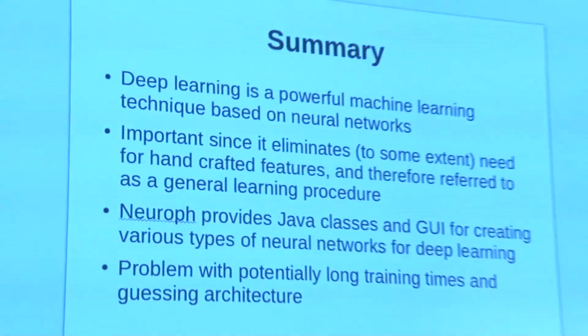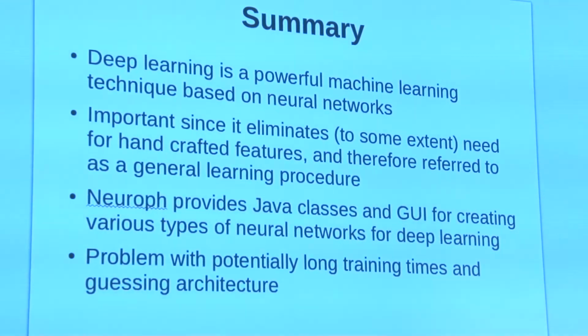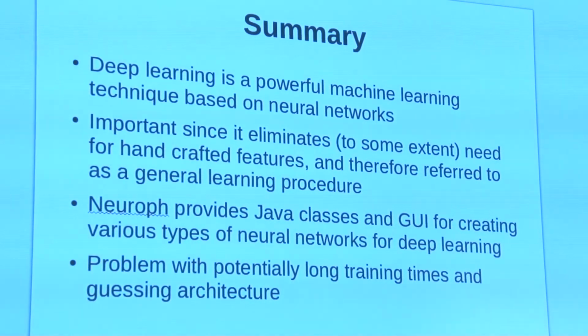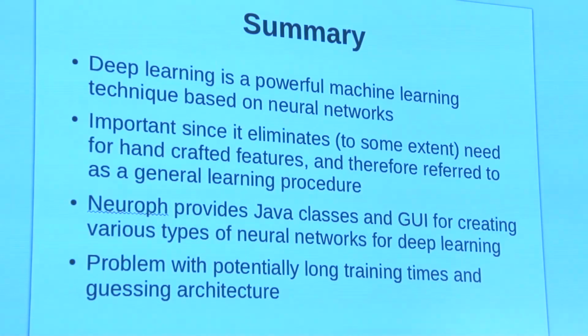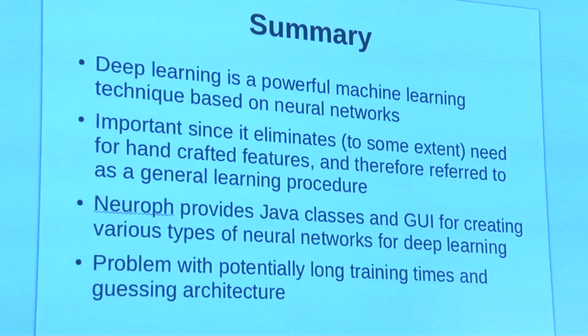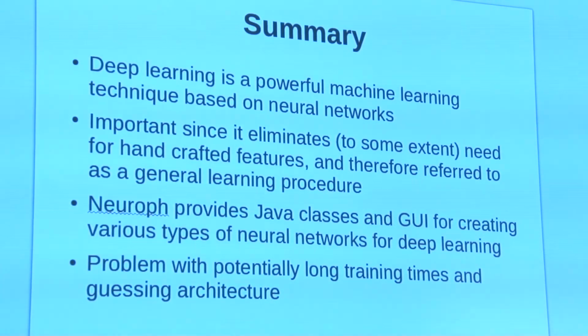So, to conclude, we can say that deep learning is a powerful machine learning approach which solves some of the existing problems with manually preparing data sets and eliminates some unnecessary steps. However, it has its own problems, like neural networks in general. What Neuroph can provide for you is a set of Java classes and a nice user interface for building different types of neural networks and deep learning architectures. So this is the direction in which Neuroph will develop.